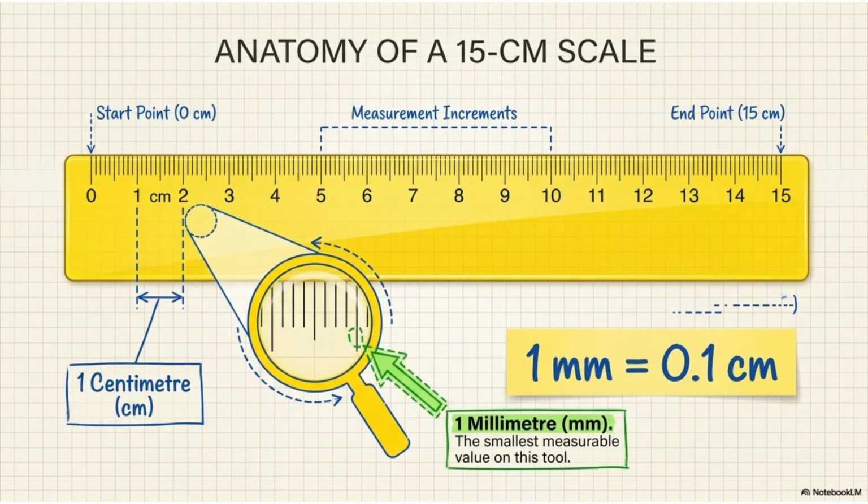Let's look at the anatomy of a 15-centimeter scale. The smallest measurable unit here is the millimeter, where 1 millimeter equals 0.1 centimeter. Accuracy relies on correctly reading these increments.